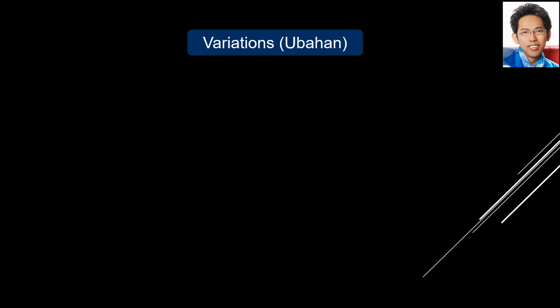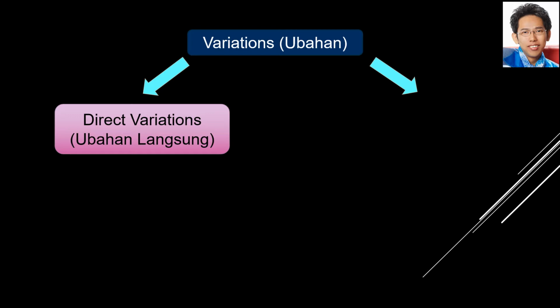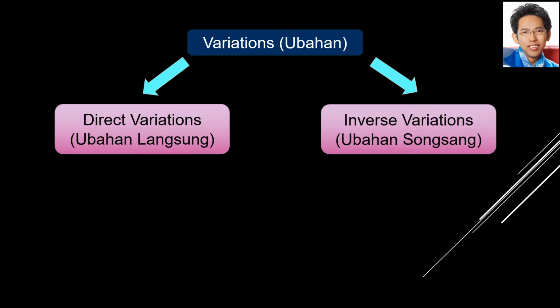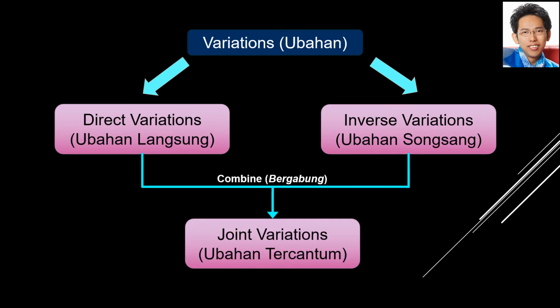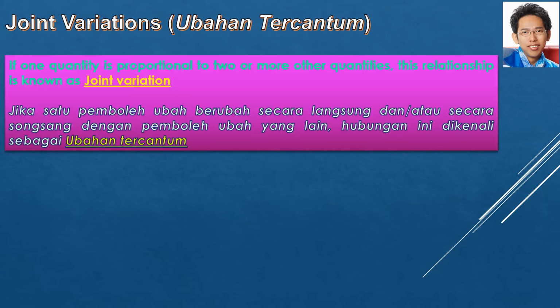Okay, seperti mana yang kita tahu, ubahan kita ada dua jenis, yaitu ubahan langsung dan ubahan songsang, which is direct variations and inverse variations. Okay, so now when we combine or we mix them all, this is our joint variations. Yaitu kita campurkan semua, yaitu ubah langsungkan, songsang campurkan. So this is our combined, or we call joint variations.